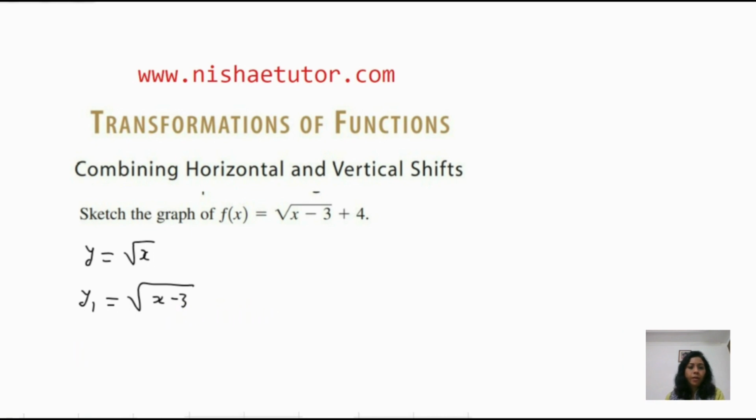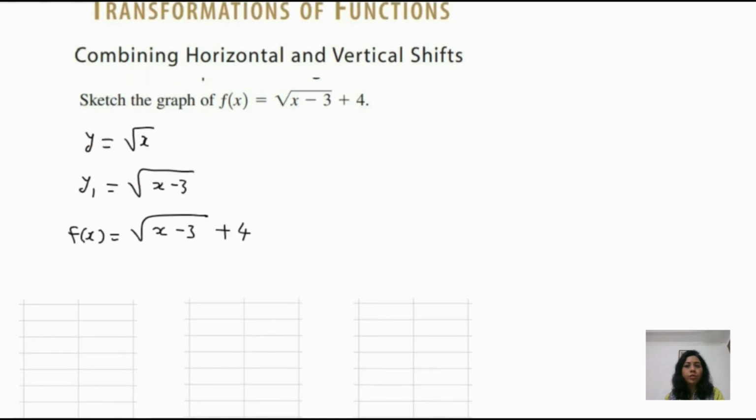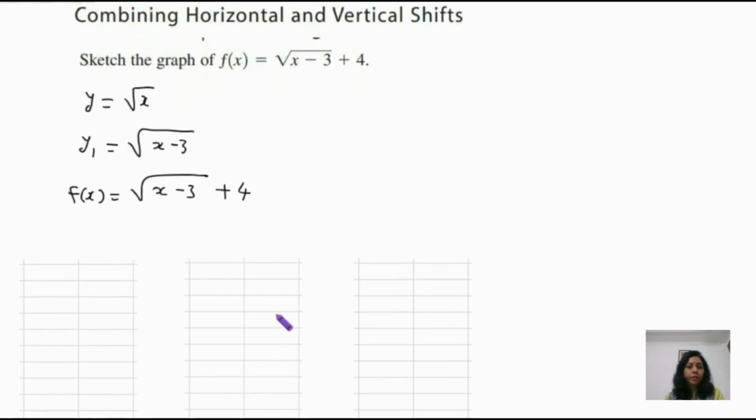Okay. And now the final function is square root of (x minus 3) plus 4. It means this function, square root of (x minus 3), shifts upside 4 units. This original function shifts 3 units right side and then 4 units upside. Okay. So before going to draw this, we have to make a table.